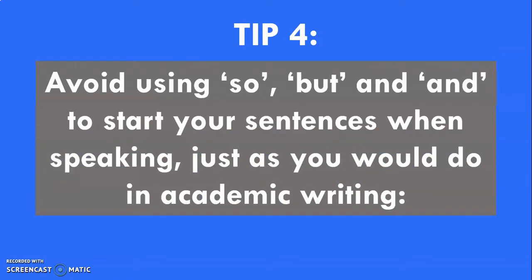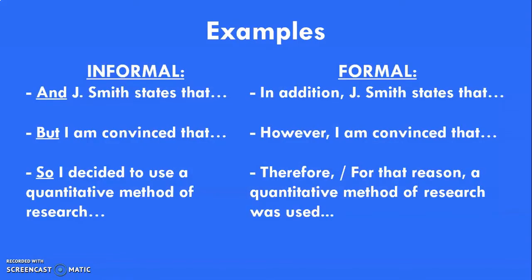You also need to avoid using coordinating conjunctions like so, but, and at the beginning of your sentences when you're speaking, just as you do in academic writing. Let's see some examples here. Look at these examples in the informal style. I've given them in the left column, and the formal ones which are rearranged were given in the right column. Let's compare them. And Jasmine states that. So we better use a subordinating conjunction or adverbial conjunction in order to make it formal.